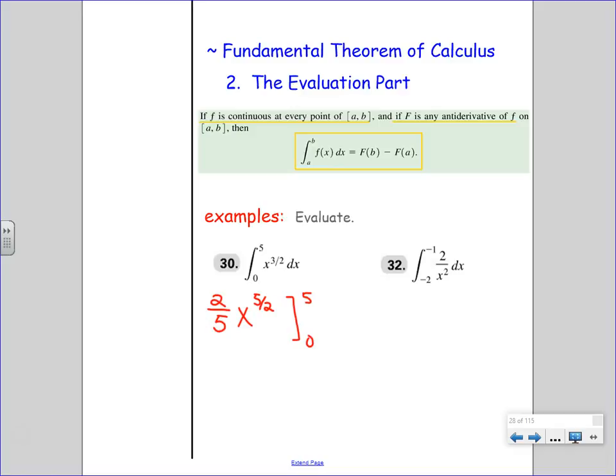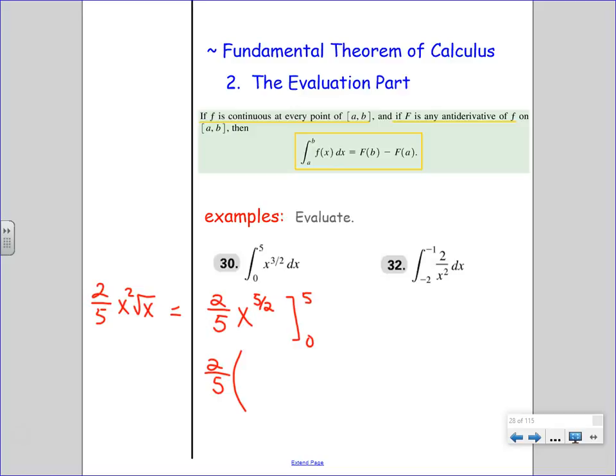Now, don't make our brain work hard, guys. 5 halves, who is that? The square root of x to the fifth. X squared times the square root of x. Couldn't it be easier as x squared square root of x? I'll take that. Say that again. 2.5.